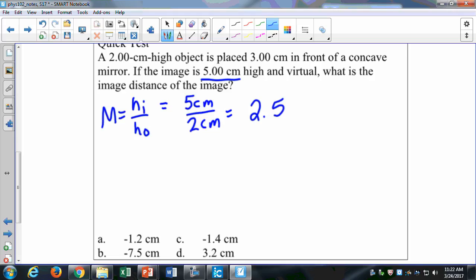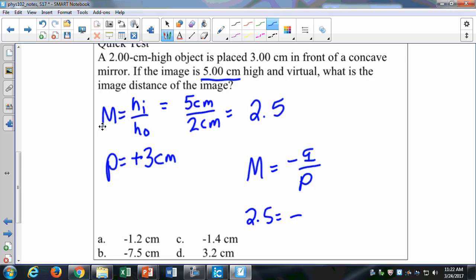Now the object distance is equal to 3. It's going to be positive 3 because that's all that we're going to have for this test is positive object distances. And so now I want to know what is the image distance. I know that M is equal to negative Q divided by P. And so this is 2.5 equals negative Q divided by 3, and so it's minus 7.5.